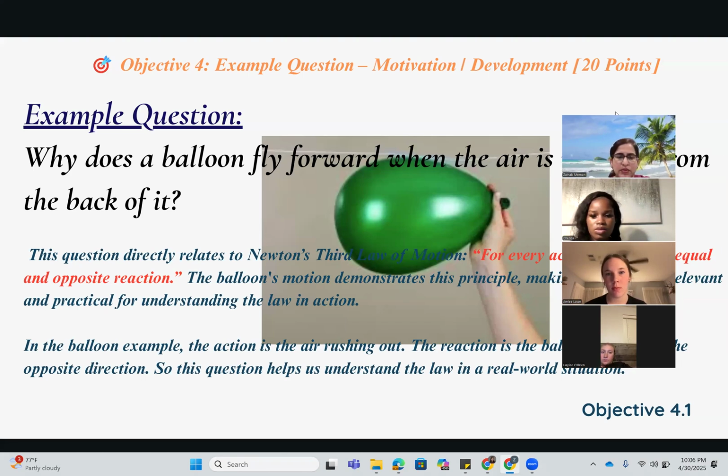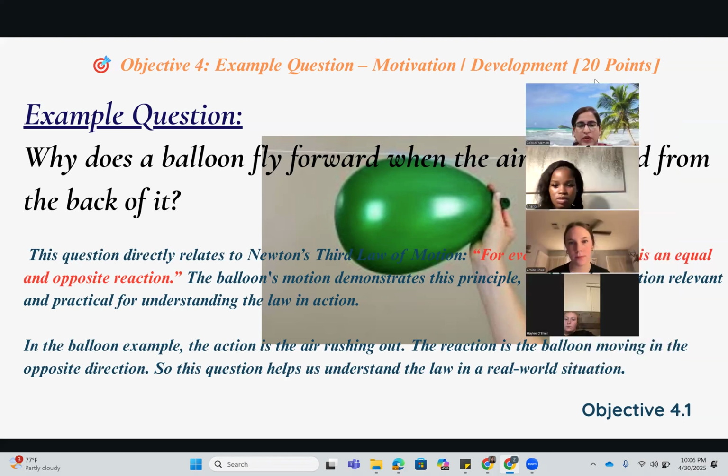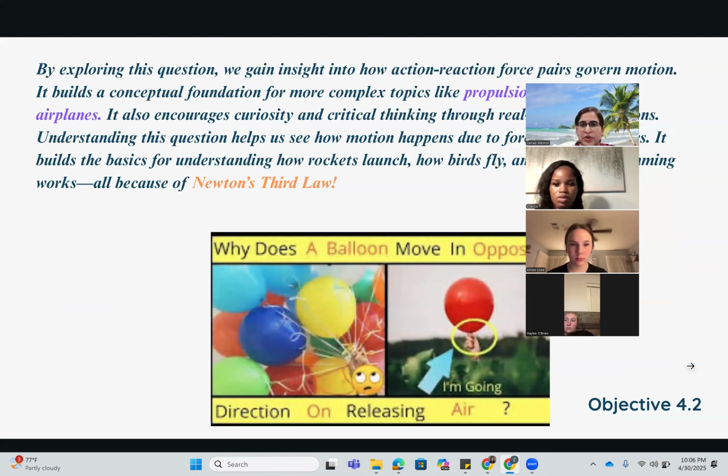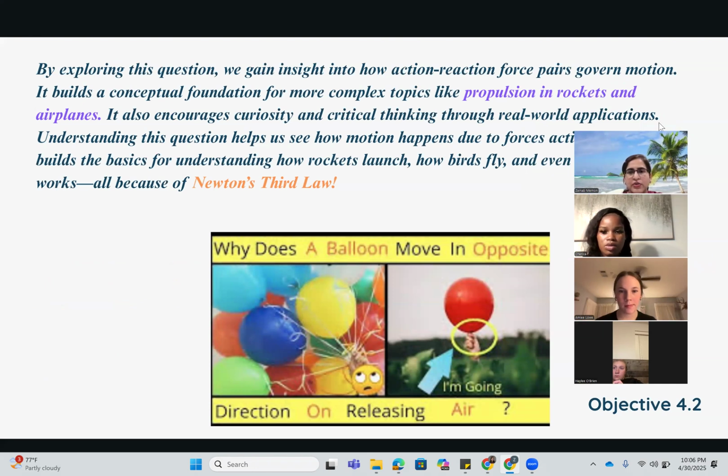In the balloon example, the action is the air rushing out. The reaction is the balloon moving in the opposite direction. So this question helps us understand the law in a real-world situation. By exploring this question, we can demonstrate how action and reaction force pairs govern motion. It builds a conceptual foundation for more complex topics like propulsion in rockets and airplanes, and it also encourages curiosity and critical thinking through real-world explanation.